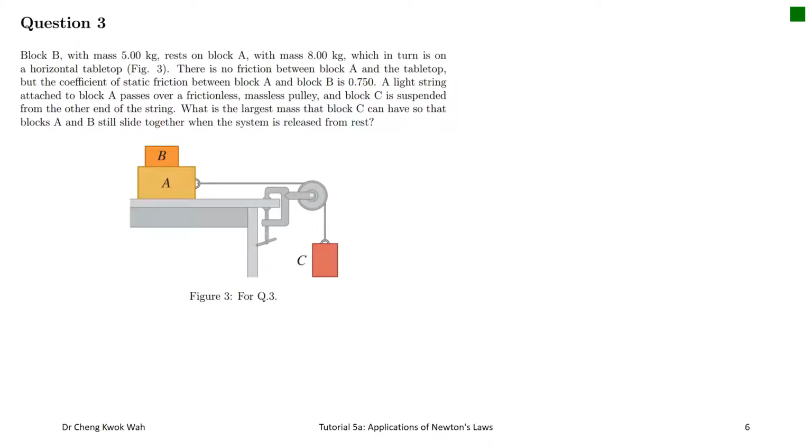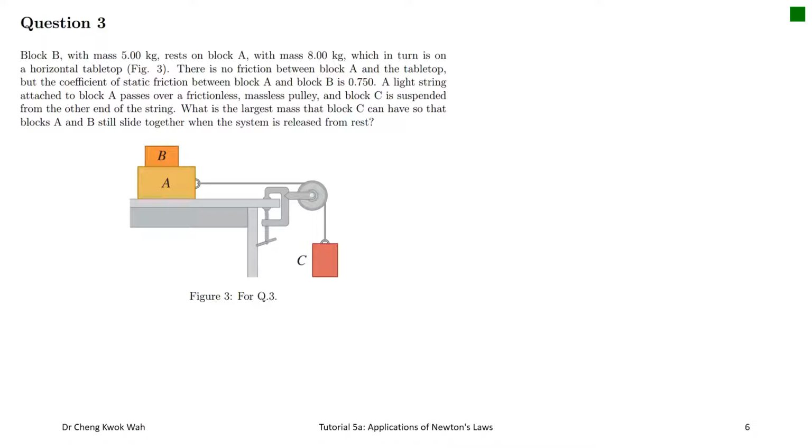Question 3. Block B with mass 5 kilograms rests on block A with a mass of 8 kilograms, which is in turn on a horizontal tabletop. There is no friction between block A and the tabletop, but the coefficient of static friction between A and B is 0.75. A light string attached to block A passes over a frictionless, massless pulley, and block C is suspended from the other end of the string. What is the largest mass that block C can have so that blocks A and B slide together when the system is released from rest?